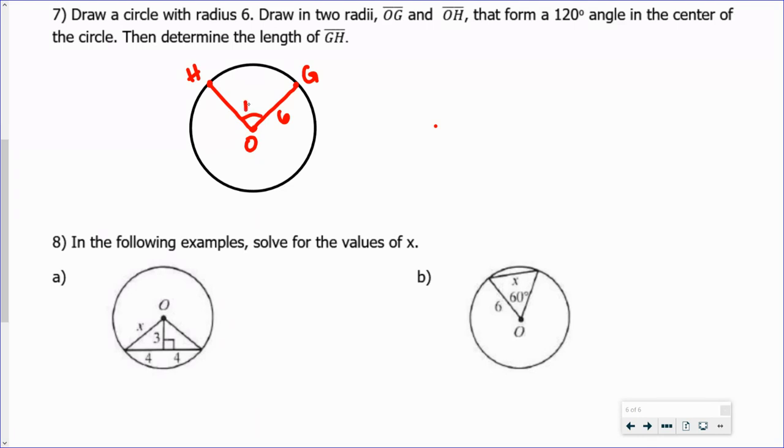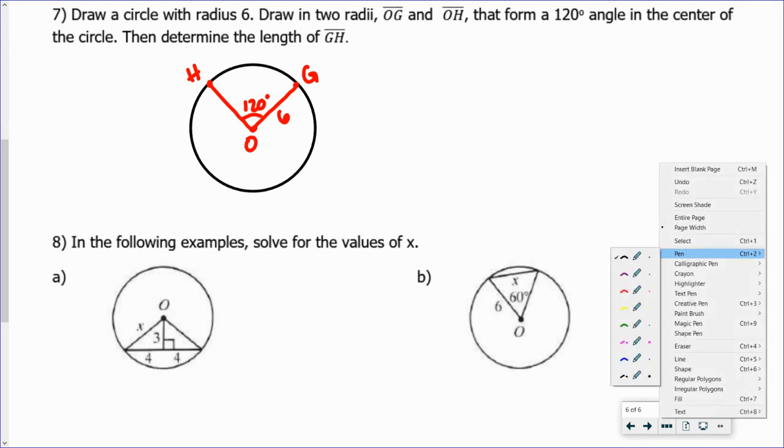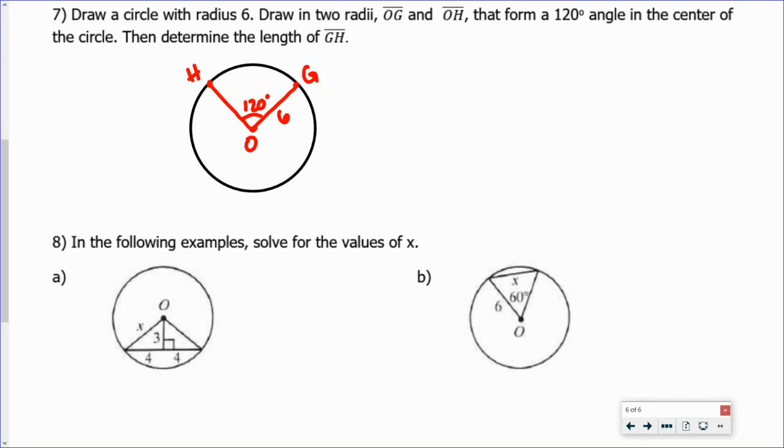So I'm going to draw that in. And this clearly is not to scale, but it's going to give us something to look at and something to reference as we go through and complete this problem. All right. So what we're asked to do here is to find the length of GH. Okay, so I drew in GH.